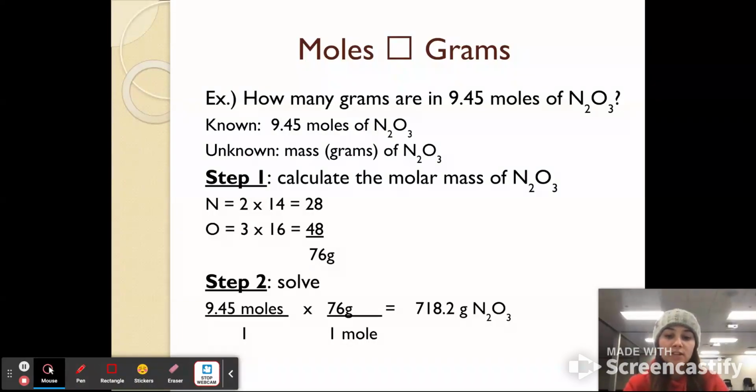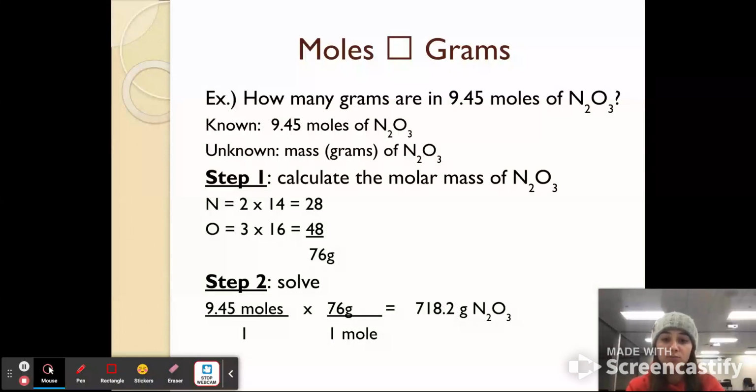So step 1, the first thing I'm going to do, I'm going to calculate the molar mass of N2O3. So remember how to do this. Nitrogen, we have 2 of them, and its mass is 14. So I'm going to go 2 times 14 equals 28. I have 3 oxygens. They each have a mass of 16. So after I calculate that, I have 48 grams. When I add both of those together, I get 76 grams. So this is my molar mass.